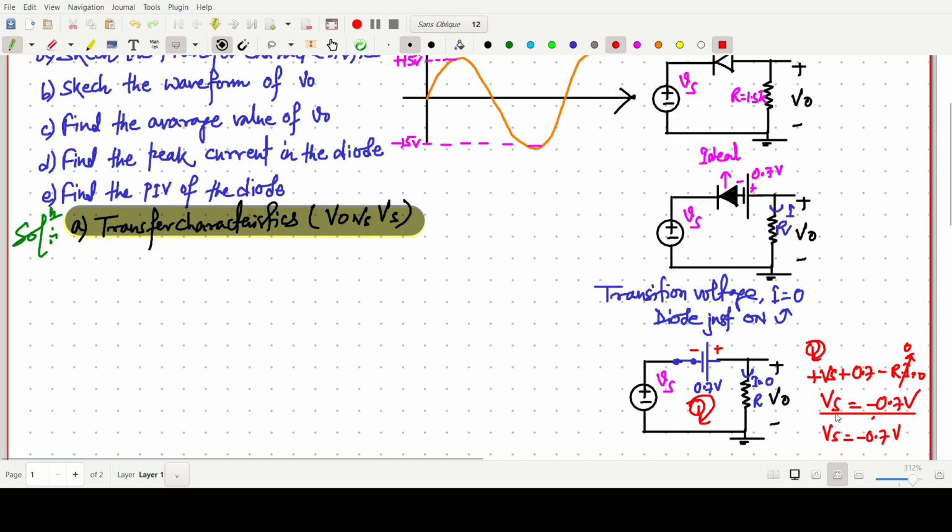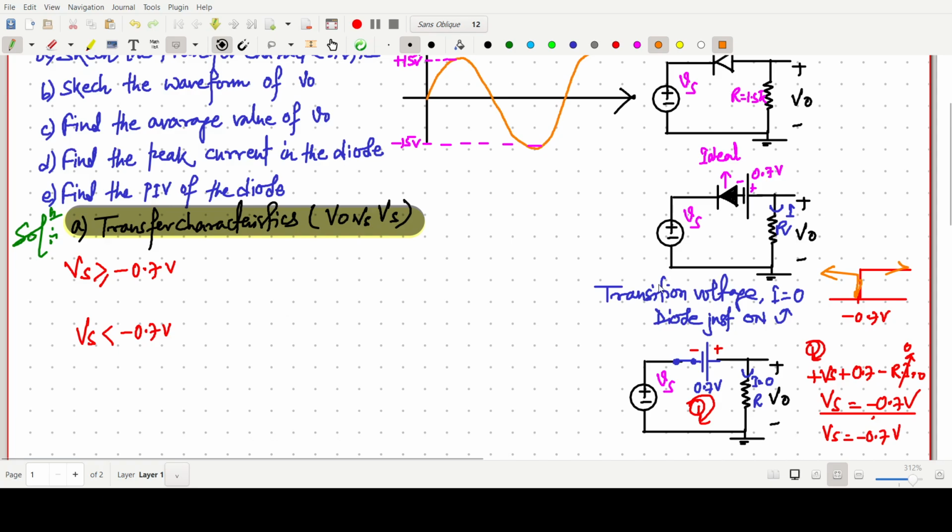So above this we have to identify: if Vs is greater than or equal to minus 0.7, what should happen? If Vs is less than or equal to minus 0.7, the diode is on. This minus 0.7 volt will be the deciding factor. On one side the diode will be off, and on the other side the diode will be on. That we have to find.